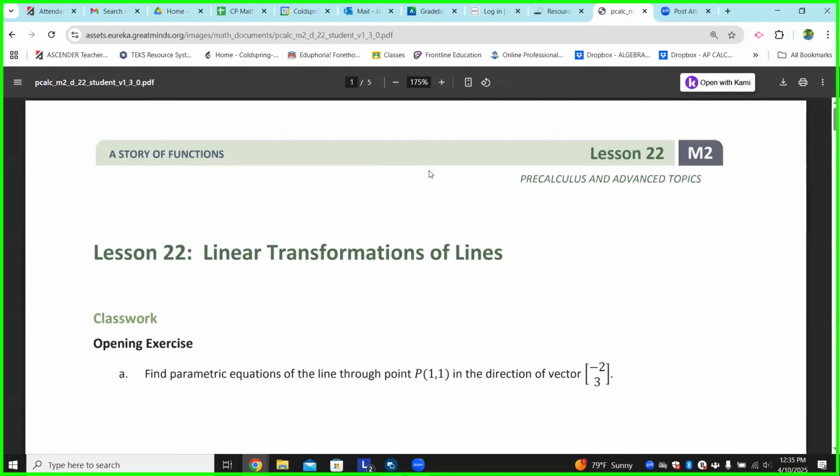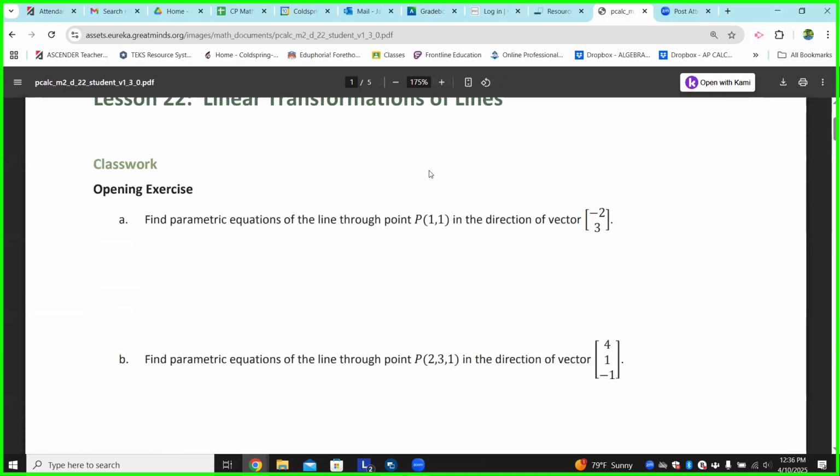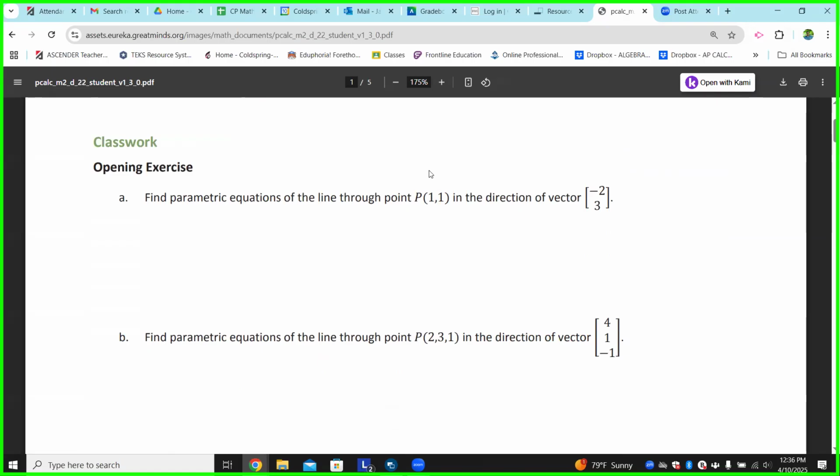Yes, ma'am? Correct. Yeah. The only time you have to flip the A and B is if you're given the slope. If it gives you the vector, it's in the correct order already.